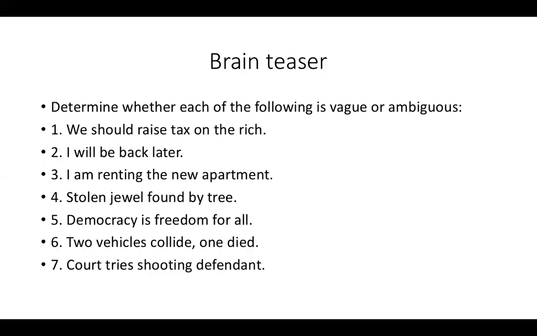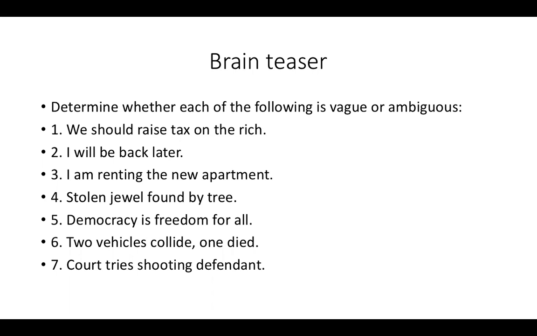Some exercises: determine whether each of the following is vague or ambiguous. One, we should raise tax on the rich. Two, I'll be back later. Three, I'm renting the new apartment. Four, stolen jewel found by 3. Five, democracy is freedom for all. Six, 2 vehicles collide, 1 died.